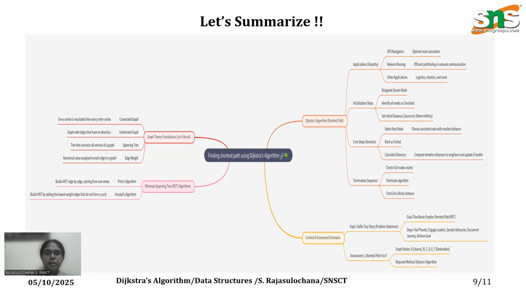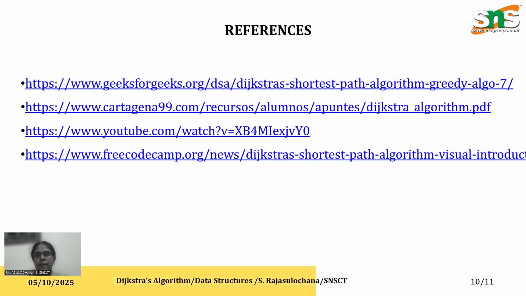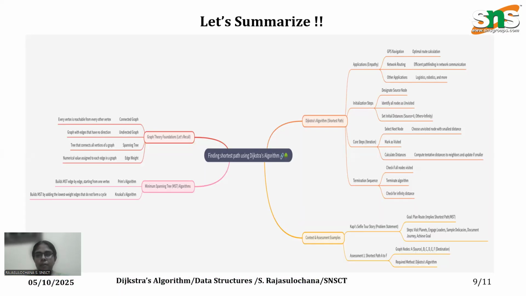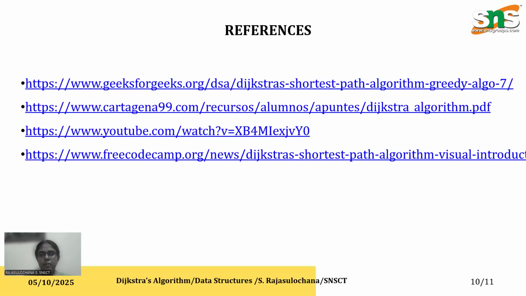This is a summarization of what we have seen so far. Under graph theory foundations, we have seen connected and directed graphs, spanning tree, and edge weight. For calculating a minimum spanning tree, we have two algorithms, Prim's and Kruskal's. We have seen the working of Dijkstra's algorithm and its applications. It is used in GPS navigation, network routing, and many other applications like logistics, robotics, and so on. We have also seen the steps for calculating the shortest path. These are some of the references.